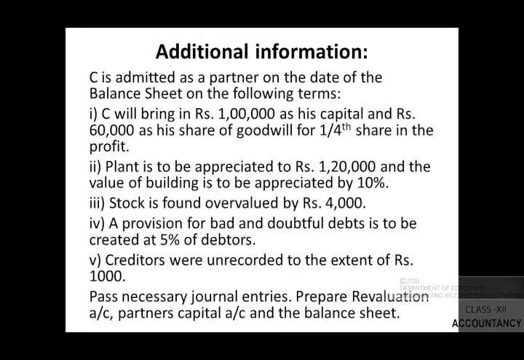Point number 3, stock is found overvalued by rupees 4,000. Point number 4, a provision for bad and doubtful debt is to be created at 5% of debtors. And last point, creditors were unrecorded to the extent of rupees 1,000. Now you have to pass the necessary journal entries, prepare revaluation account, partners capital account and the balance sheet. Now we will start solving this question.